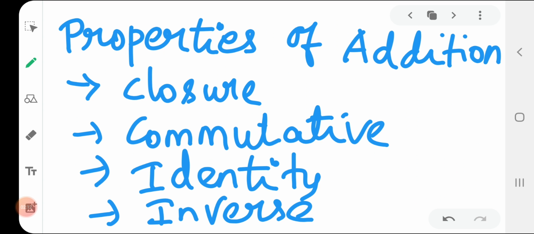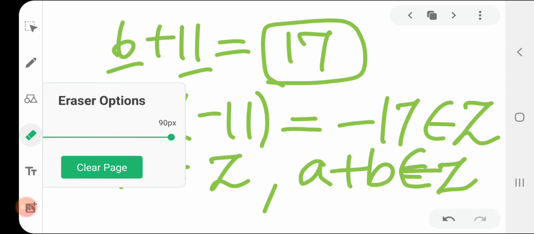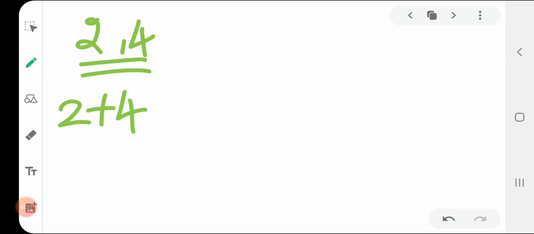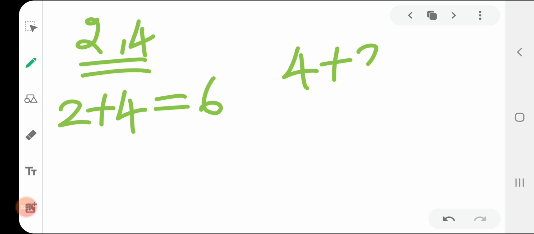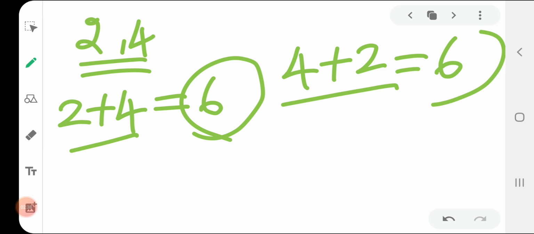Next, commutative property. That means when we change the order of addition, the result will not be affected. We will take two numbers, 2 and 4. We can add 2 plus 4. The result will be 6. We can add 4 plus 2. The result will again be 6. So when we change the order, the result will not be affected.